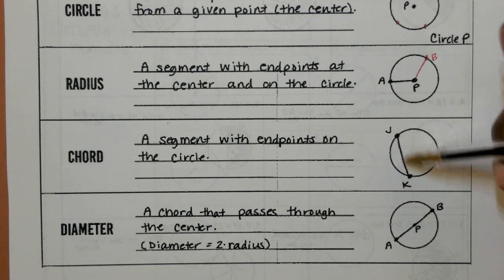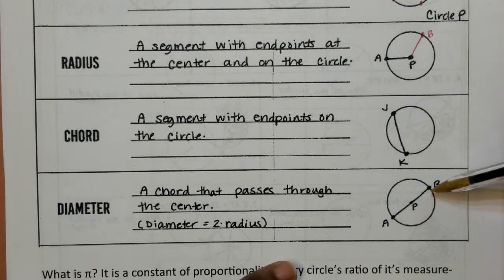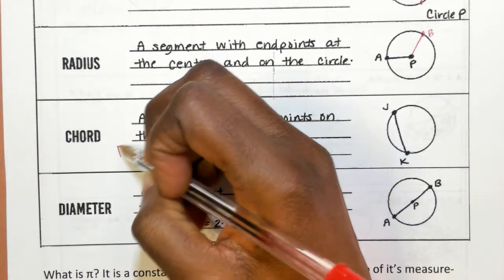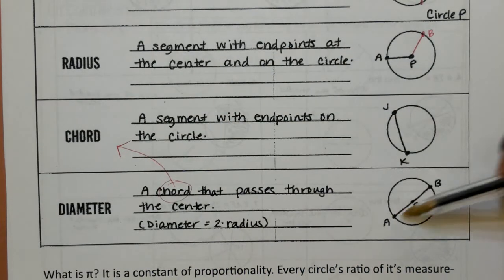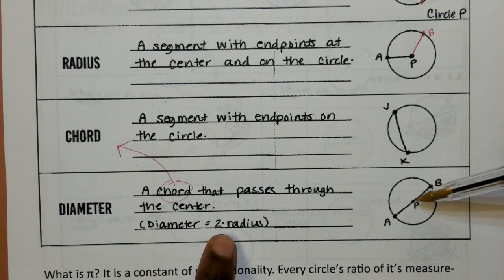So it may go through the circle, or maybe going through the circle through the middle, in which case it would be a diameter. So a diameter is a type of chord that passes through the center of the circle. So it still has its endpoints on the circle, it just passes through. So the diameter is equal to 2 times whatever the radius is.